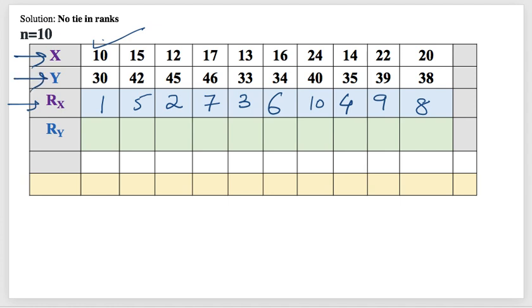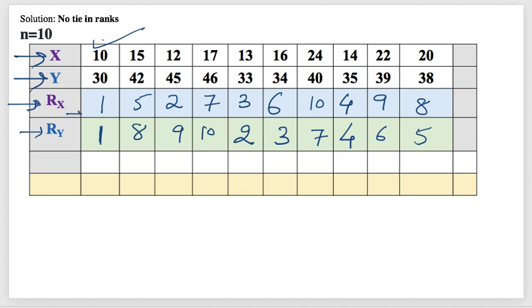In the same manner we can assign ranks to Y. Y also has no repeated entry. The first one is 31, after 30 we have 33 with rank 2, then 34 is 3, 35 is 4, then we have 38, which is going to be rank 5, then 39 is 6, after 39 we have 40, that is 7, then 42 is 8, 45 is 9, and 46 is 10. In this manner we have assigned ranks. So that is the first step.